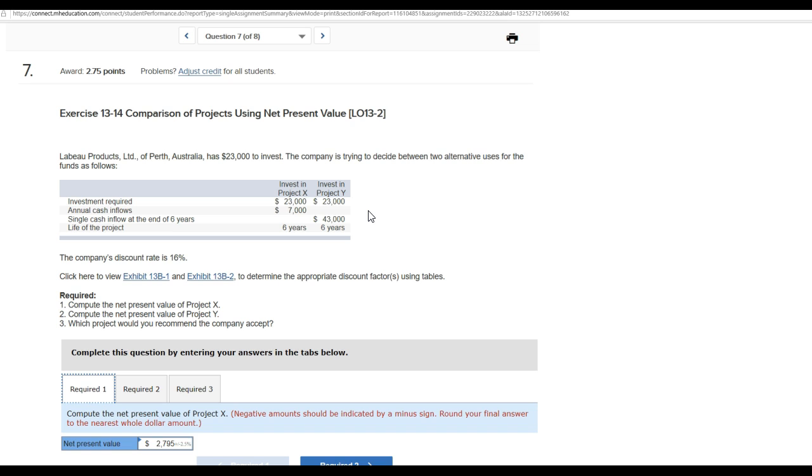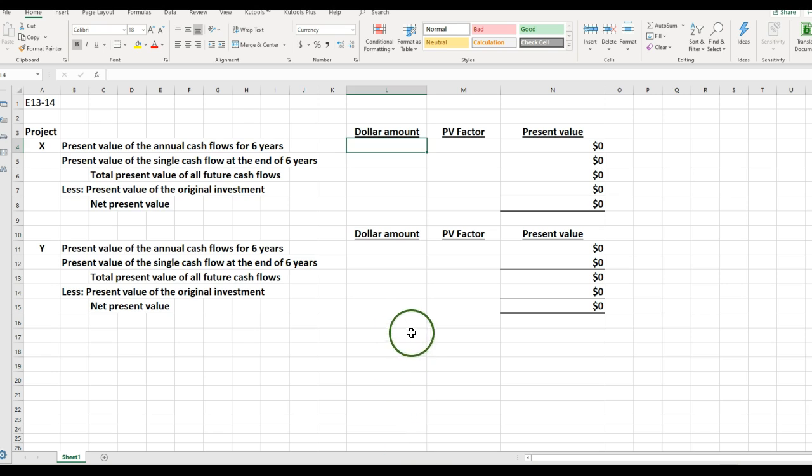So let's take these numbers and compute the net present value. The company's discount rate is 16%, so we're going to need this. So let's plug the numbers in. So project X, $23,000 cost and $7,000. I have an Excel spreadsheet set up to help us work this. So project X is going to generate $7,000 each year. It's not going to generate anything at the end of year 6, so I'll just put a 0 down there just to place it there. The original cost of project X is $23,000.